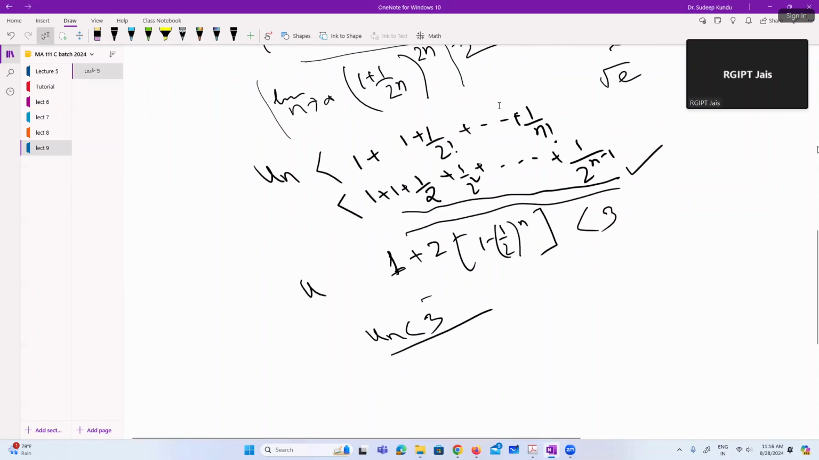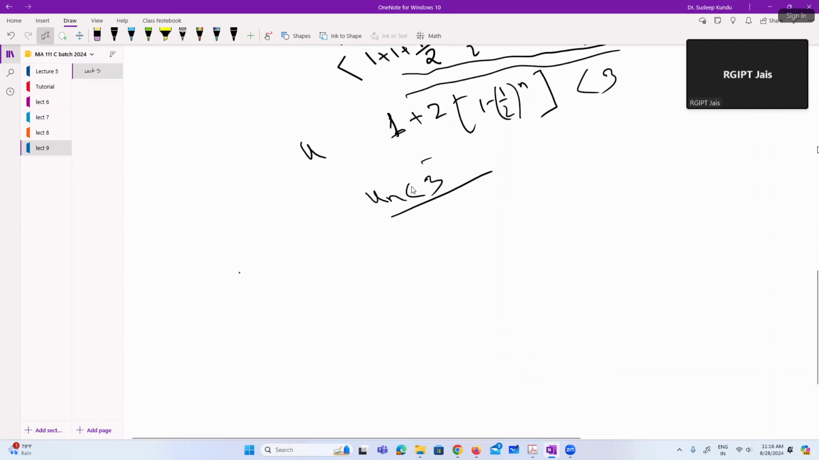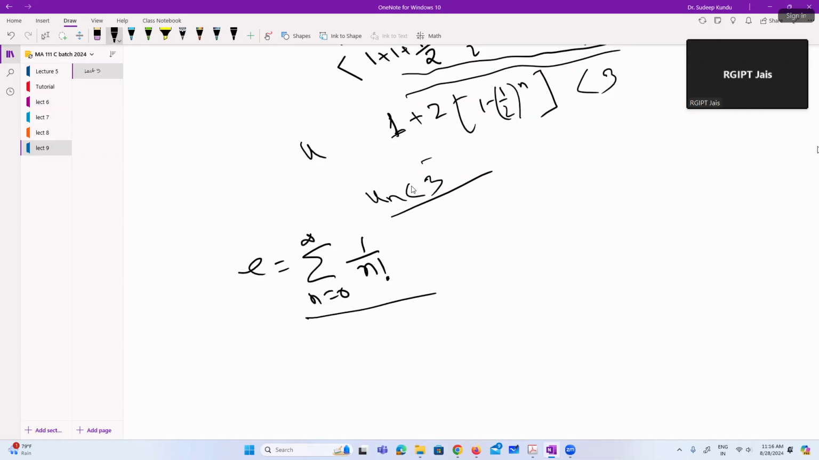So now you know that this sequence, 1 plus 1 by n to the power n, will converge because it is bounded, and already you have shown that it is monotonically increasing. So this will converge. Also you have seen the definition of e, have you seen this definition? This you have already seen, right? So for this series, what will be the sequence of partial sums?